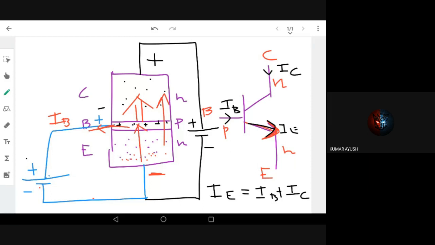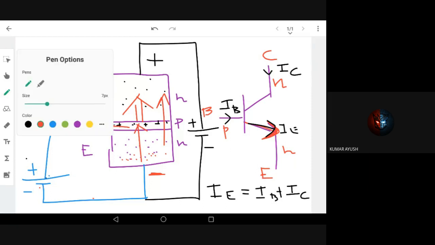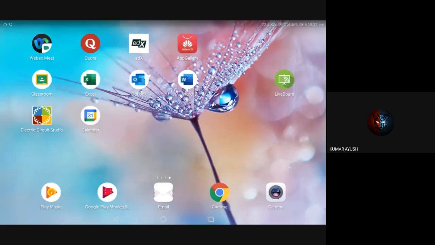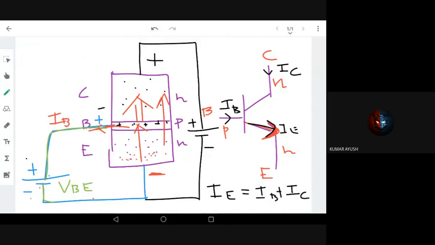Now another important thing is how we name the voltage sources. Here, this is B, VBE. We call it VBE, because this is connected to the base and connected to the emitter. Now, what about the top voltage? This is plus. This voltage source is called V collector emitter, VCE. So this is connected to the emitter.